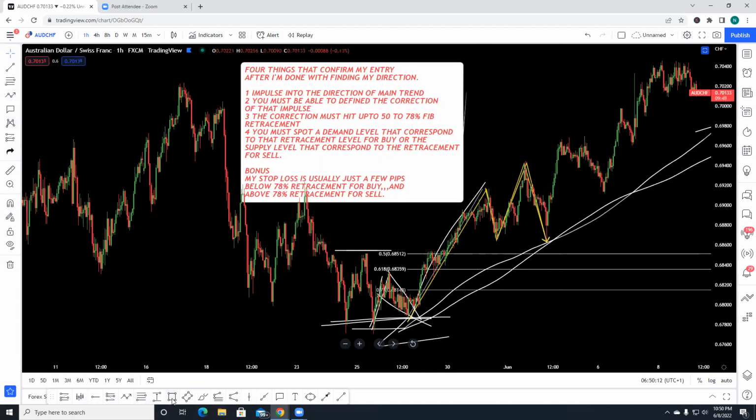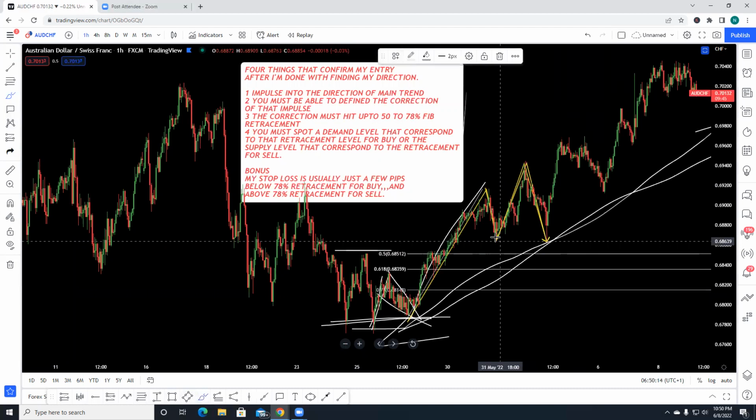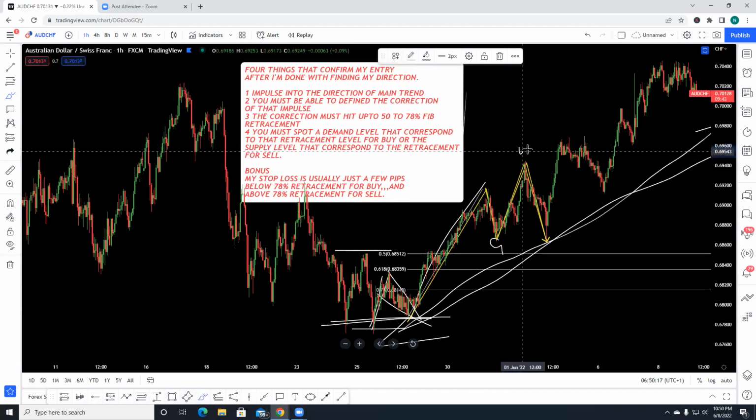Look at it, guys. I don't want it to be too cluttered. We have A here, you have B here, you have C here. All right, B here broke the beginning of A, C here broke the end of A, so therefore it's an expanding flat. So we are done with stage 2. You must be able to define the correction. So we have done that.